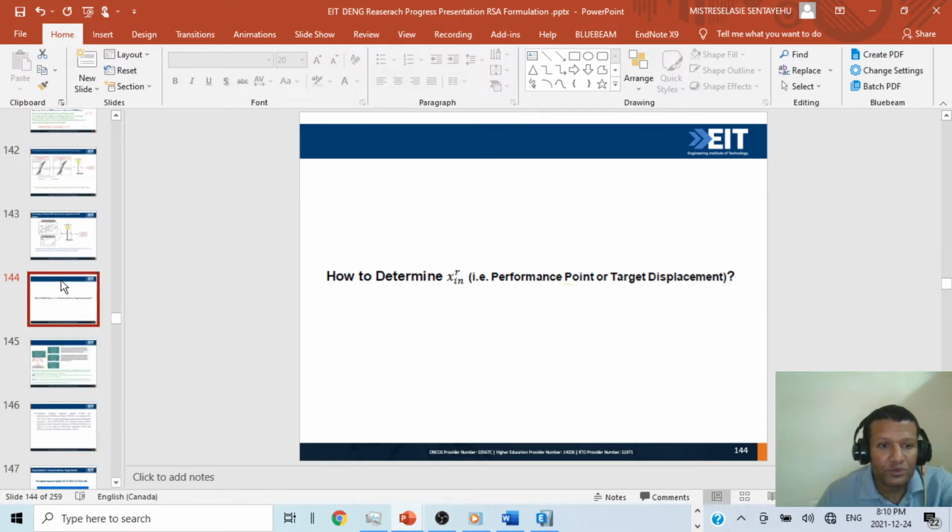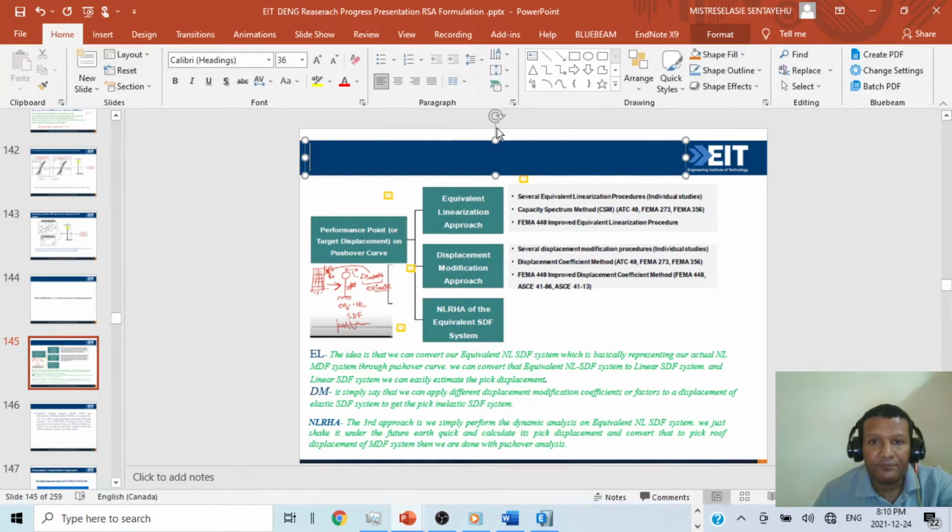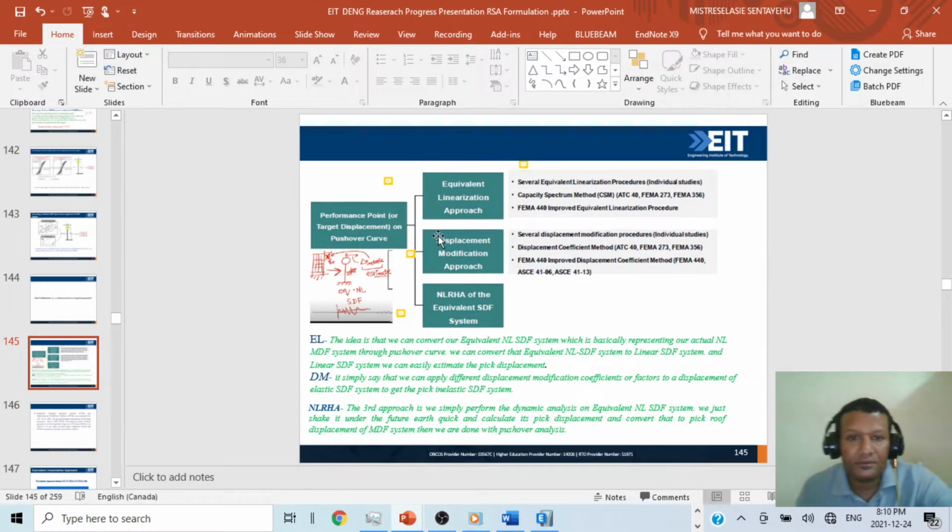So I am showing you this, I know you know it, but just to demonstrate what we are doing in our research, because these are the basic concepts. I want to show you the basic concept that I am using. So we have performance point for target displacement on the pushover curve. Once we have the pushover curve, how to find the performance point?